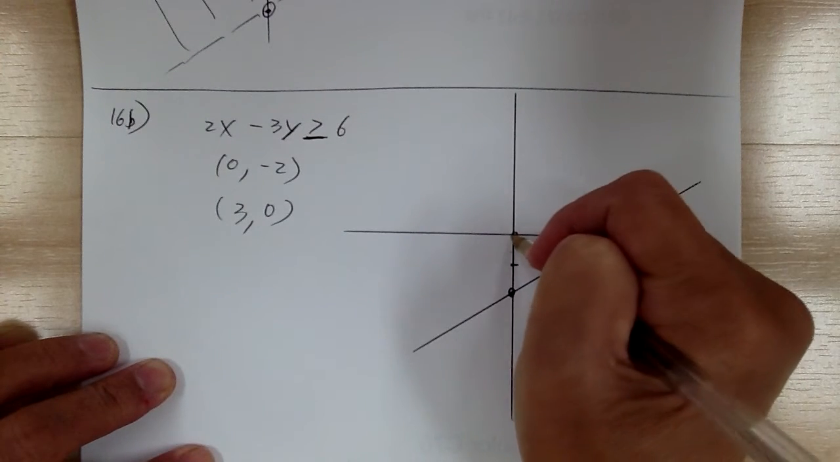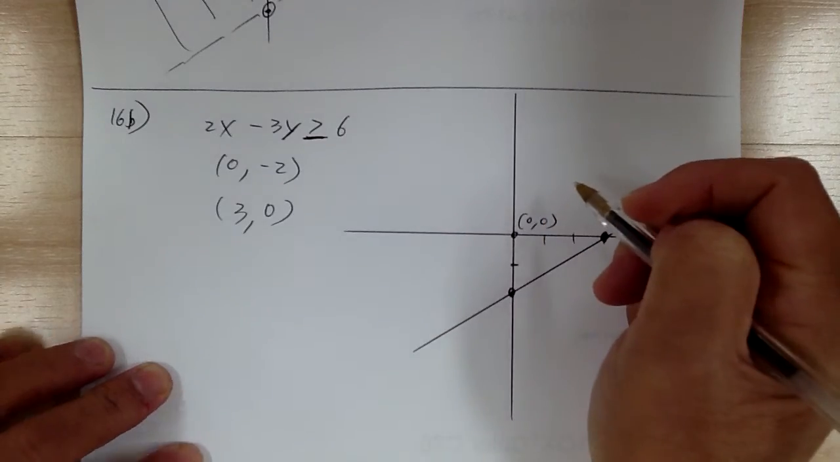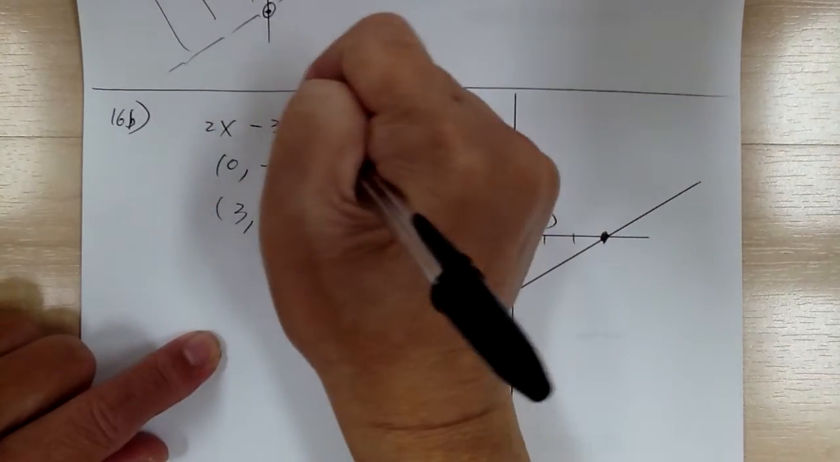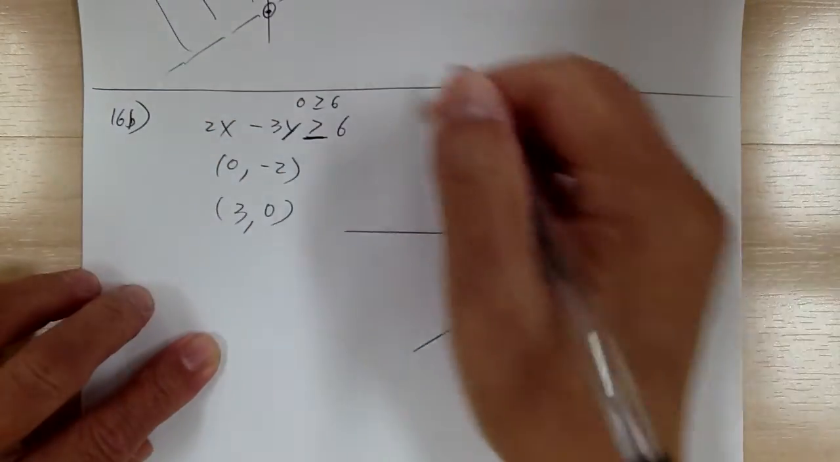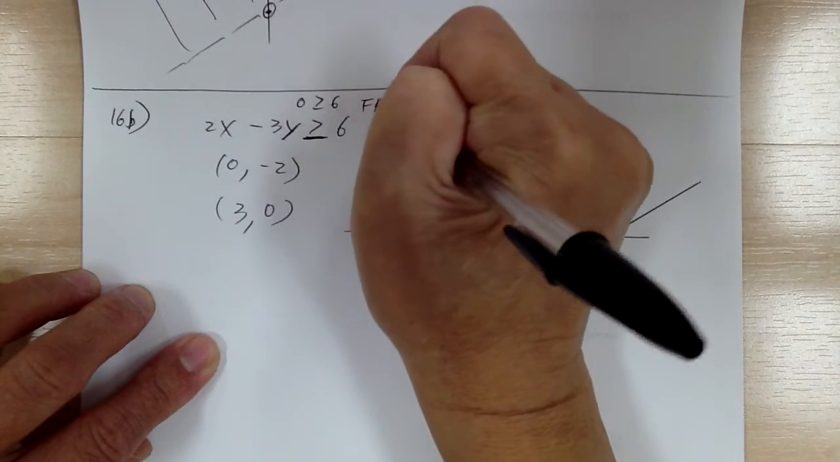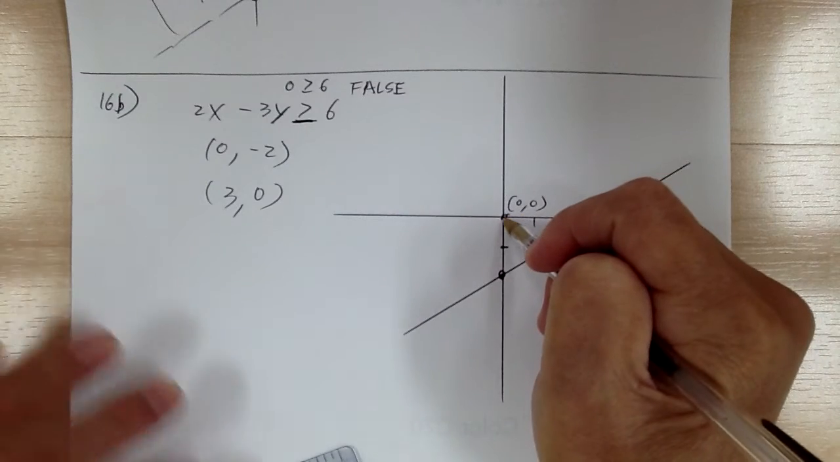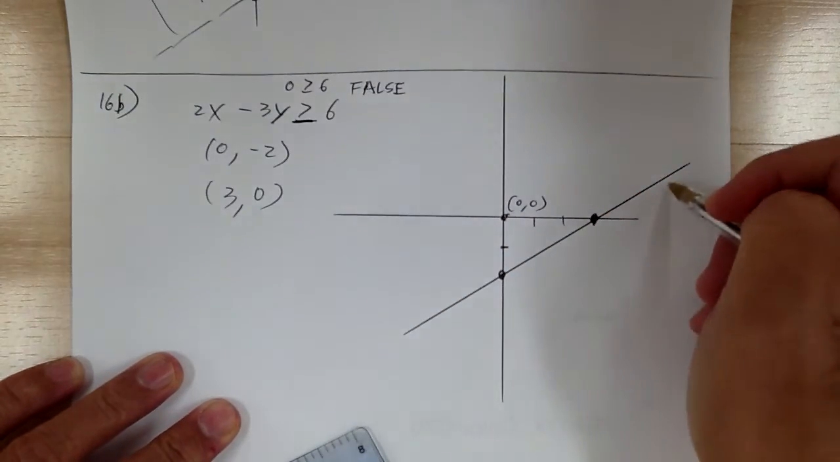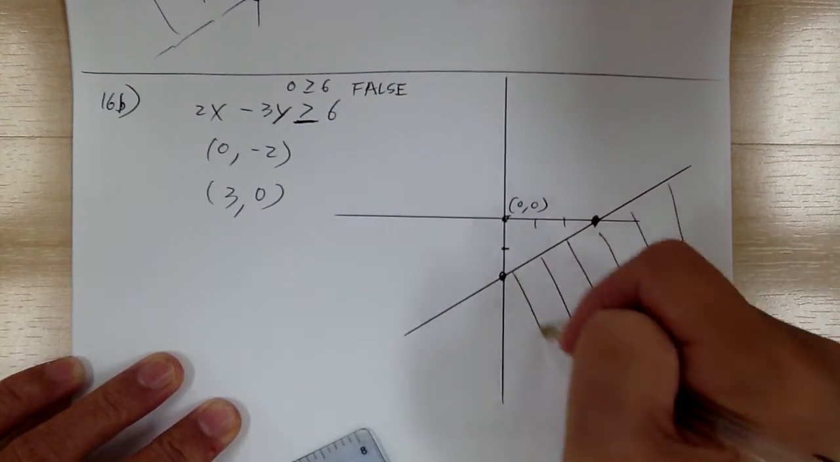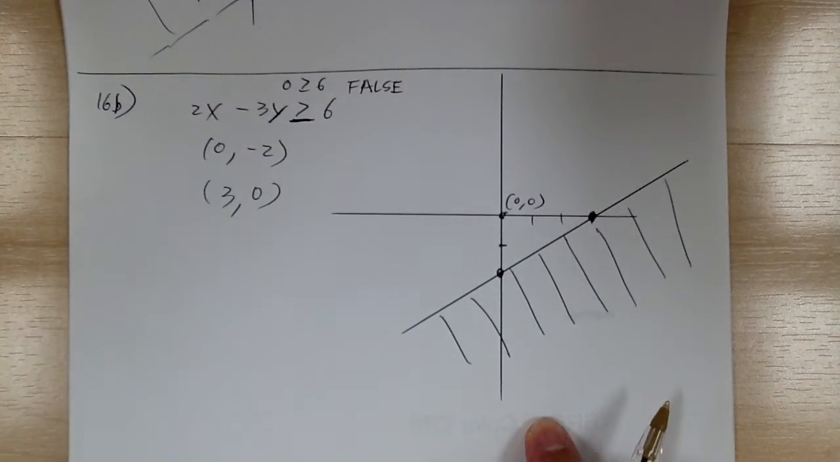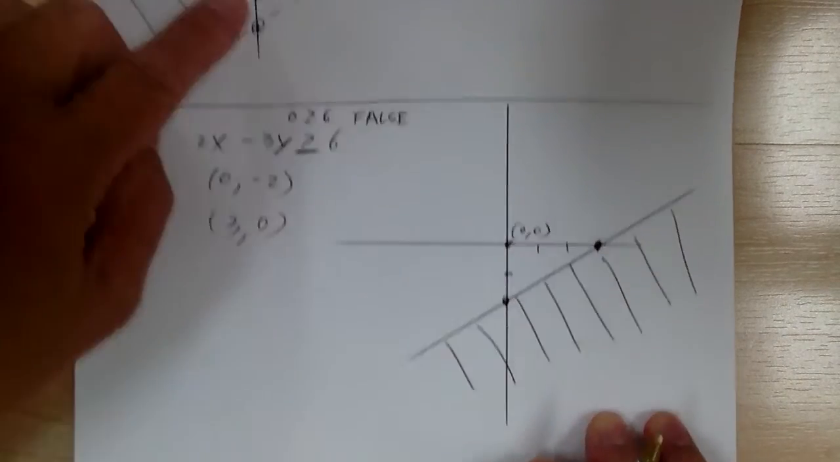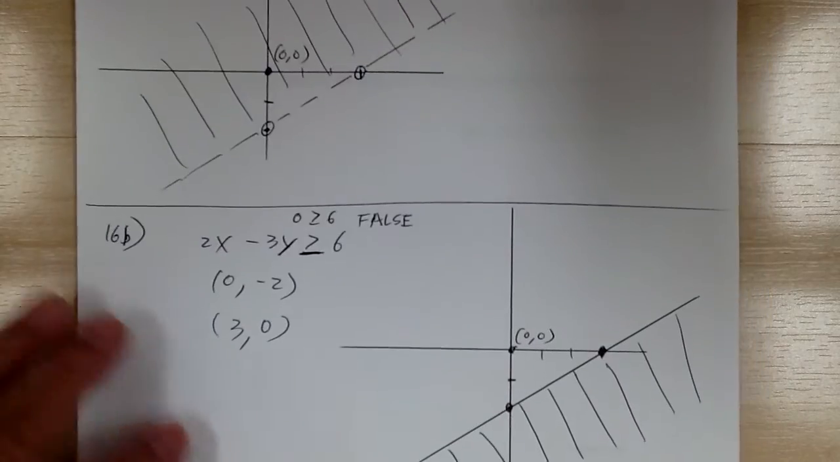So again, you do the testing point at (0, 0). You put 0 in here, you're going to get 0 greater than or equal to 6. So this is false. That means this point is no good. If this is no good, the other side would be good. So your graph would be on this side instead. Make sure you know the difference between the two. Okay, let's go to C.